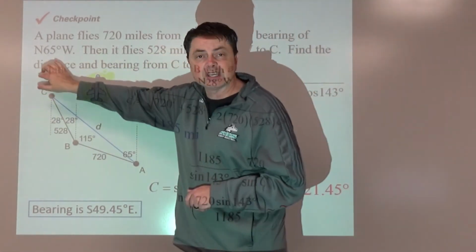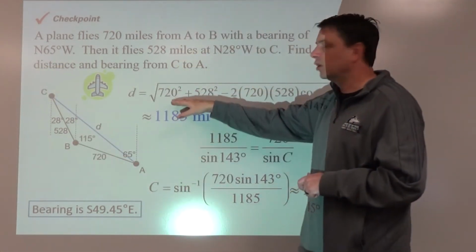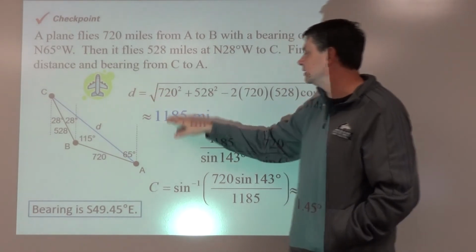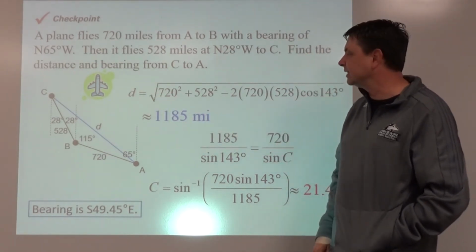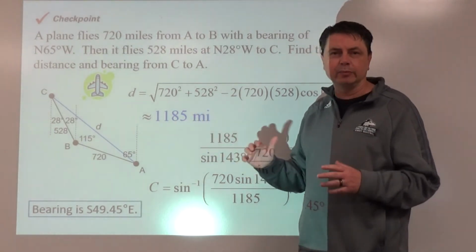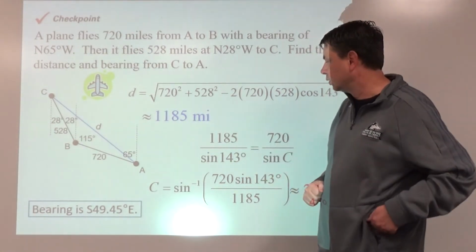And we knew both of those, so we could find the distance. So that was one of the things we were looking for, is the distance. So pretty straightforward law of cosines, find the distance. And it's about 1,185. Since it's such a long distance, rounding it beyond the nearest mile doesn't really make a whole lot of sense.